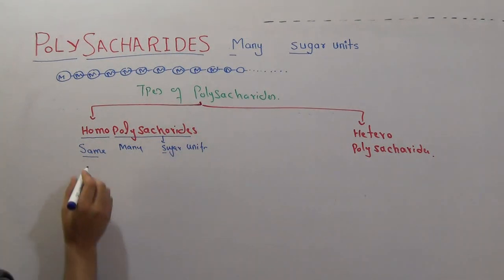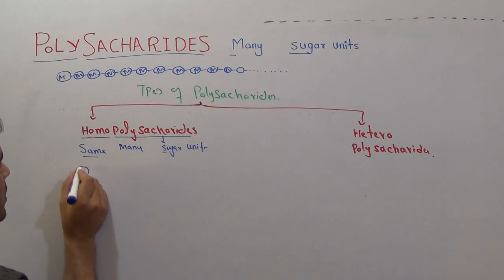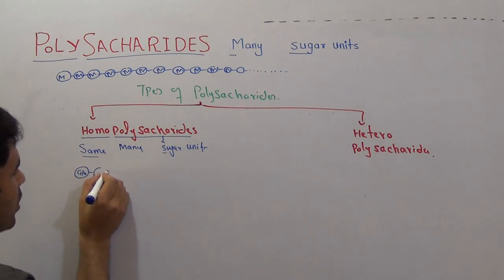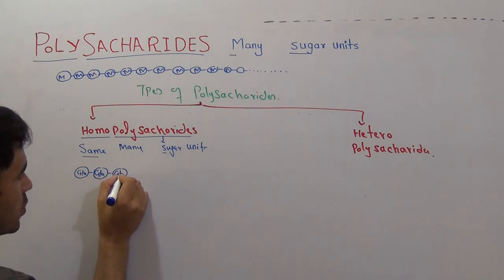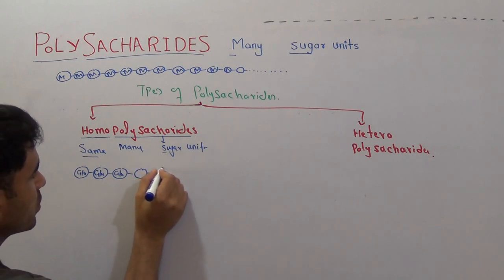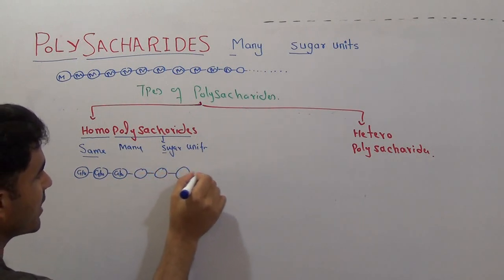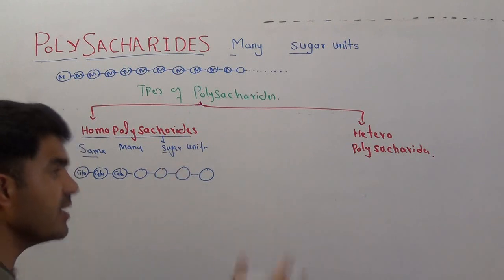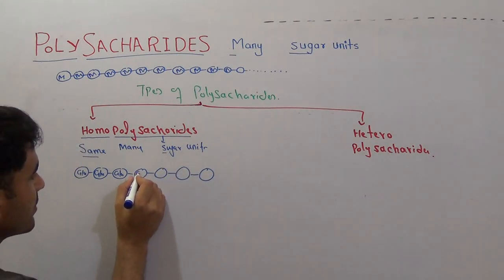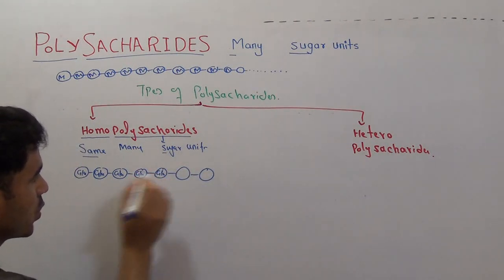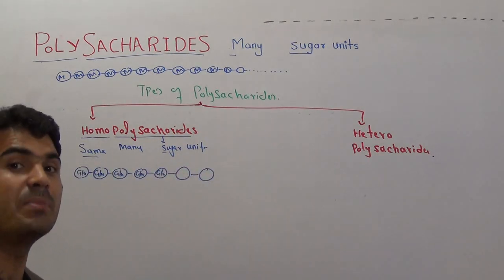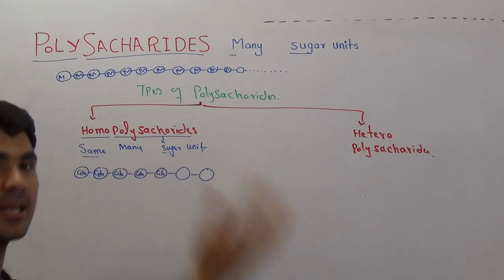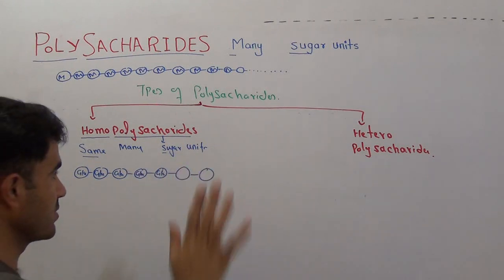Means if you see here is one sugar. Let's suppose it is glucose, second one also is glucose, third one also is glucose, fourth one, fifth one, 10th one, 100th one, 1000th, any number, all will be same. There will be glucose. Means in one polysaccharide, each unit will be same. Although they will be many in numbers, but they will be similar. All the units will be similar.